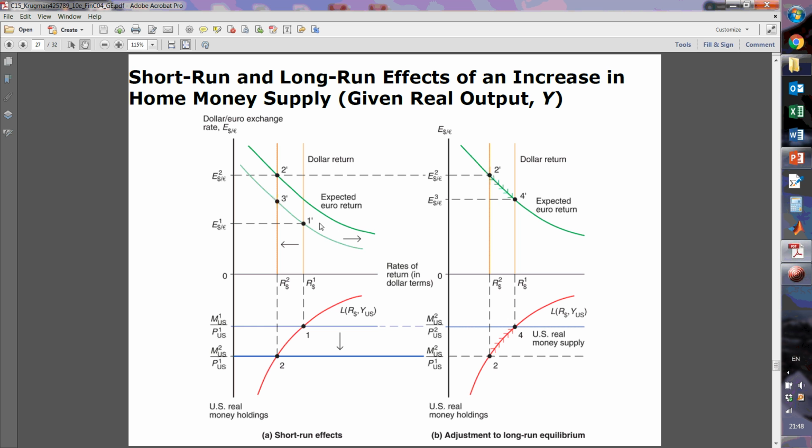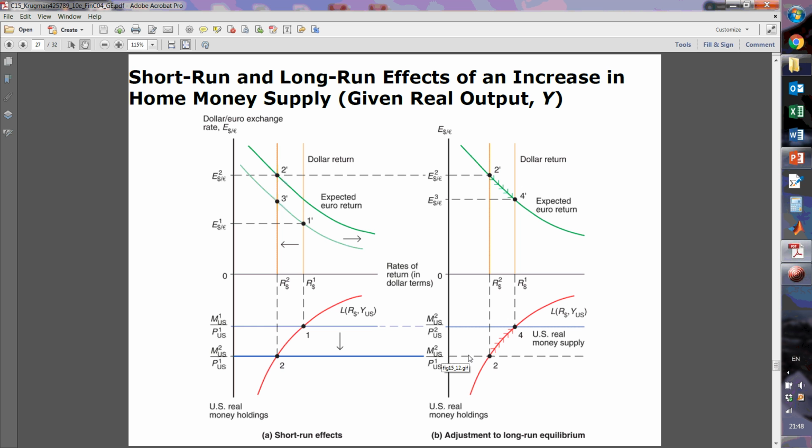So the fact that you expect the depreciation to happen, which is shifting this curve to the right, and that's a rational expectation simply because we know that prices will rise and therefore depreciation has to follow, is resulting in an expectation of a higher return in these euro deposits when denominated in our home dollars. All right. So what happens? So that's a short run analysis.